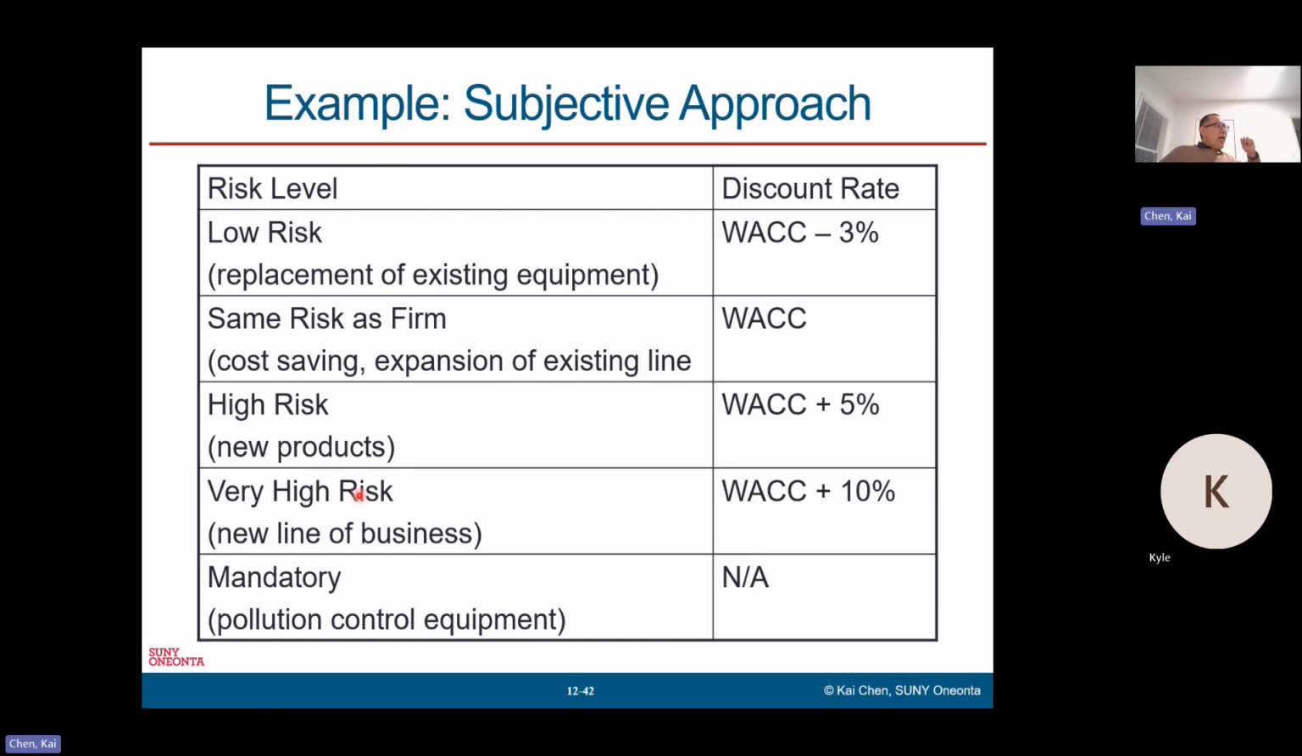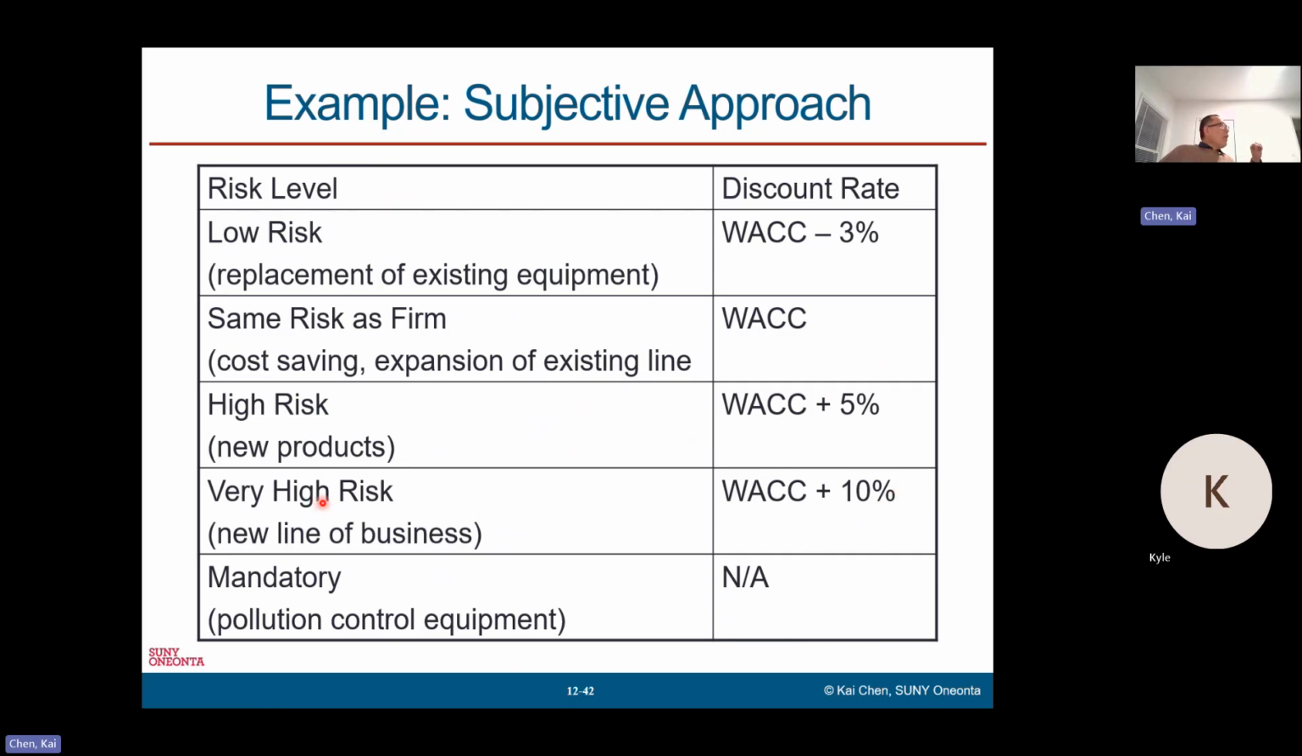And for a very high risk project, for example, you're going to develop a new line of business, going into a new sector, then the risk is pretty high. In this case, your discount rate could be WACC plus 10%.